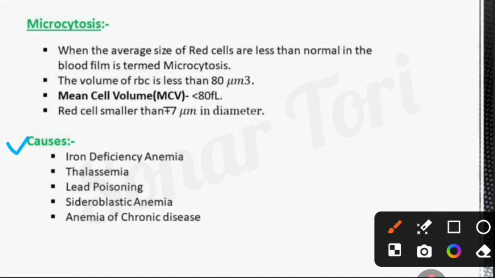Then the causes of microcytosis: iron deficiency anemia, thalassemia, lead poisoning, sideroblastic anemia and the anemia of chronic disease. Those are the causes of microcytosis.